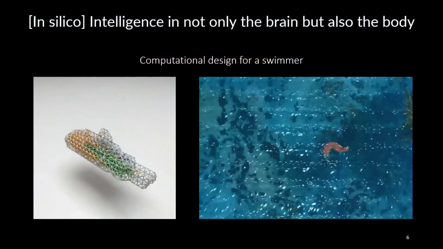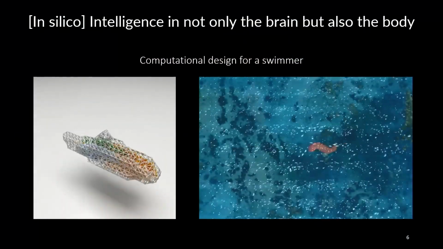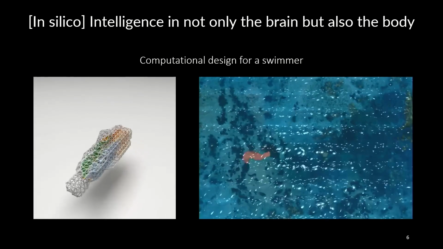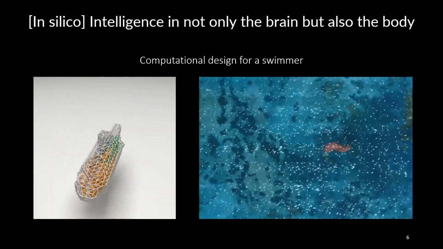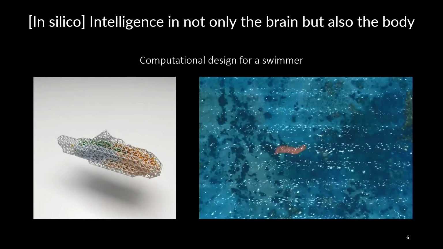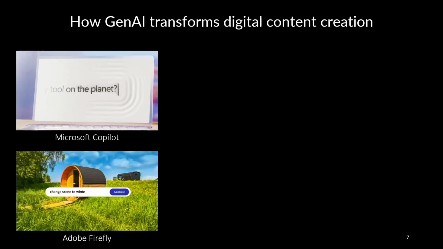We also tested using computational methods to design a swimmer. And this is what we get: something like a fish-like creature, streamlined, and it can move very fast in the water. Okay, so I talked about one part of my talk, robot design.